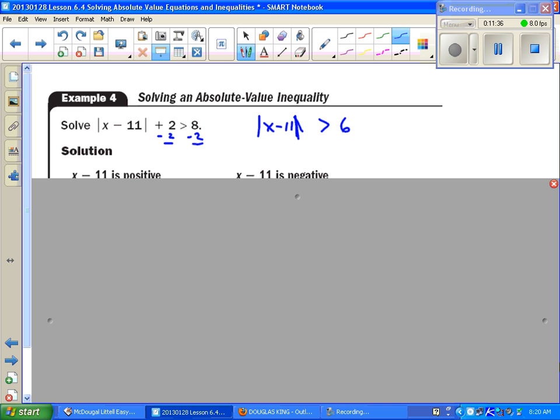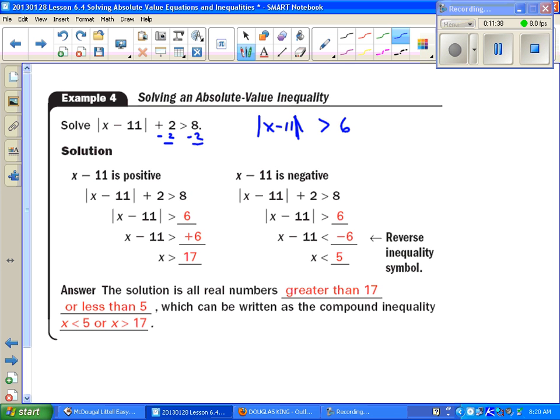From there, one's going to be positive and one's going to be negative. Absolute value of x minus 11, you lose the symbol and you leave it as positive 6. On this one, you lose the symbol, you flip the inequality around from greater than to less than, and you make it negative 6. Then when you add 11 to both sides, you get x is greater than 17, or x, when you add 11 here, is less than 5.